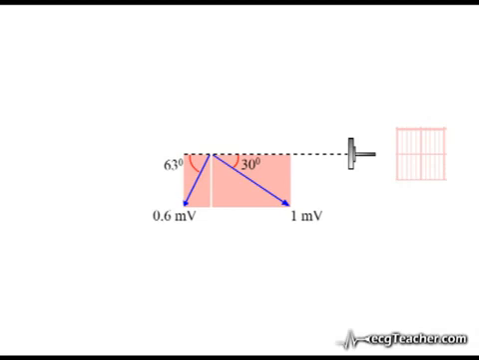What is the magnitude of the deflection produced in the lead? Well, if we let the direct line to the lead define the x-axis, the positive signal generated from section 1 is 1 millivolt multiplied by the cosine of 30 degrees. This works out at 0.87 millivolts, while the negative signal is 0.6 millivolts multiplied by the cosine of 63 degrees. This works out at 0.27 millivolts.